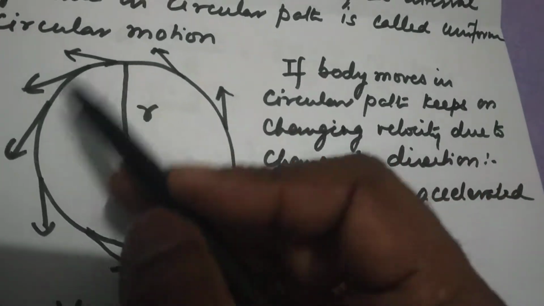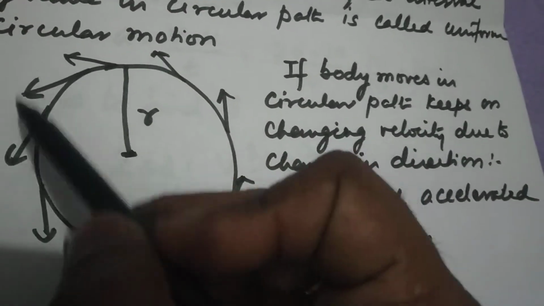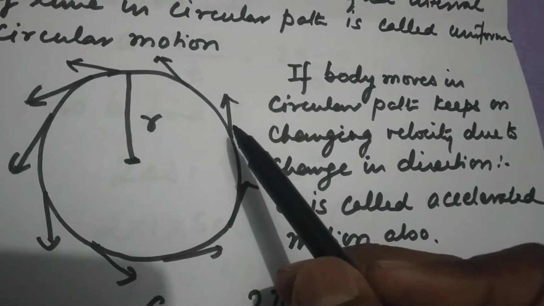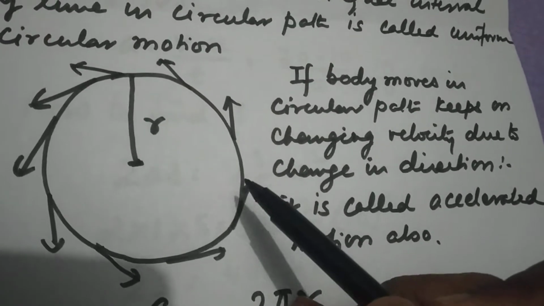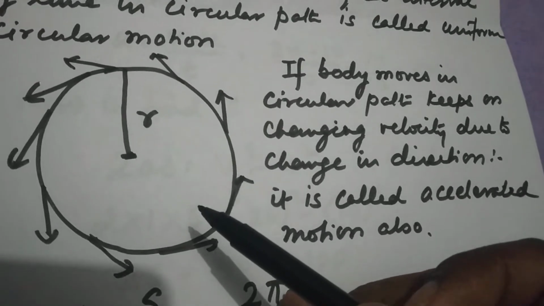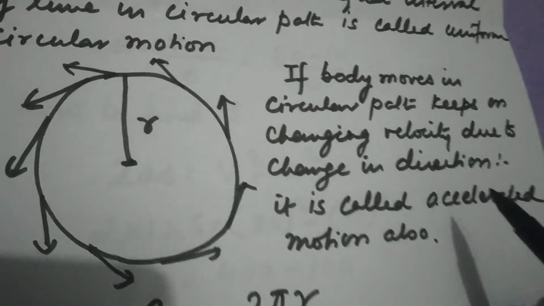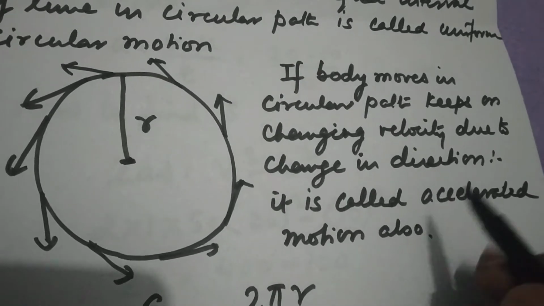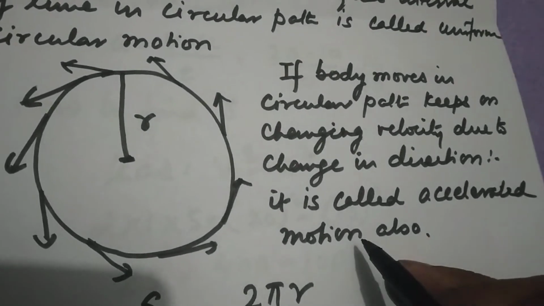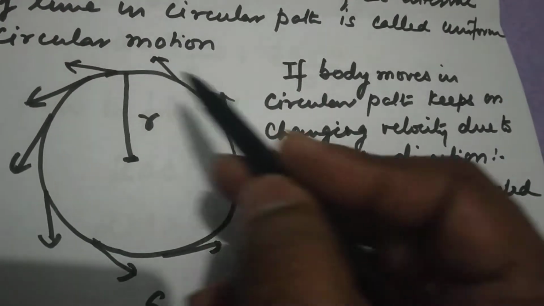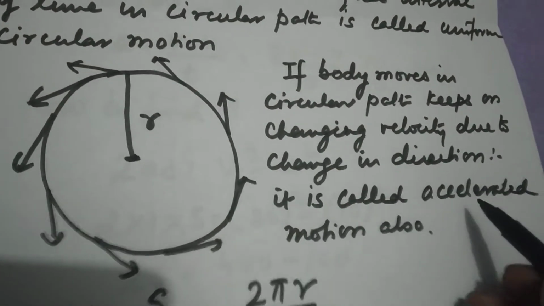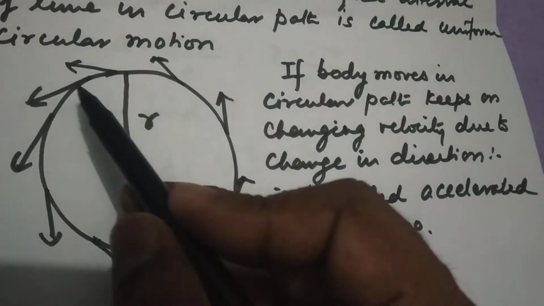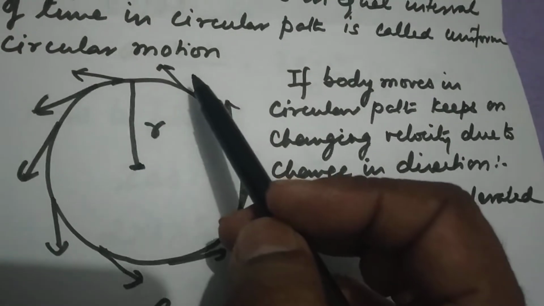But when it moves in a circular path, you can see that the body is constantly changing direction. And whenever the body constantly changes direction, there is a change in the velocity also. Although we cannot feel whether there is a change in velocity or not, due to the change in direction, there is always a change in the velocity. And due to this change in direction and velocity, this motion is also called accelerated motion. If a body moves in a circular path, this motion is also known as accelerated motion, because velocity keeps on changing with a change in direction.